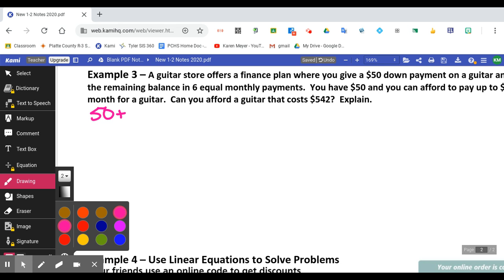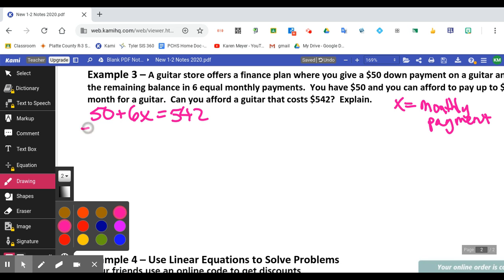Plus, you're going to make monthly payments. Right now, we don't know how much each monthly payment is, but we do know that we're going to be making 6 of them. So is everyone okay with saying our variable, I'm going to choose X, is going to stand for the monthly payment? So over here, you would have plus 6X. Okay, and this equals the cost of the guitar, and the cost of the guitar is $542.